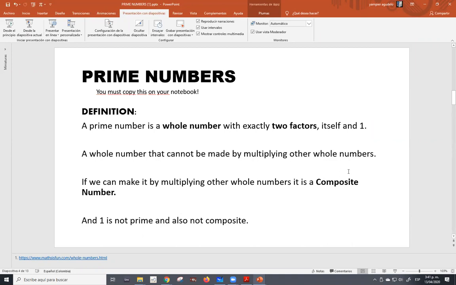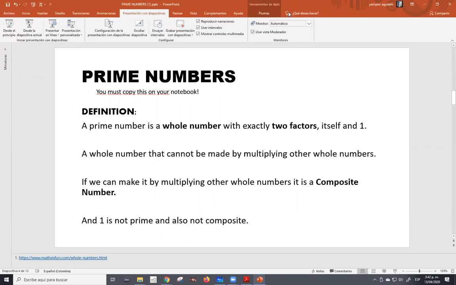So if the number is not prime, then it is a composite number. So they are different things. Some are prime, some are composite, but they are not the same thing at the same time. And the only exception is the one. The one is not composite and the one is not prime. It is nothing, it is one.